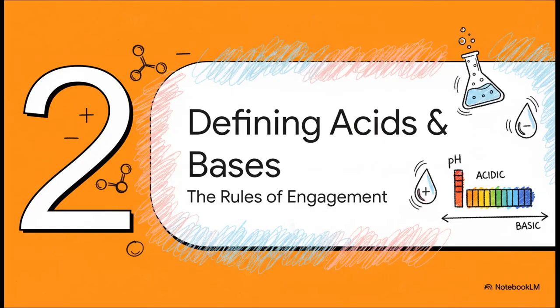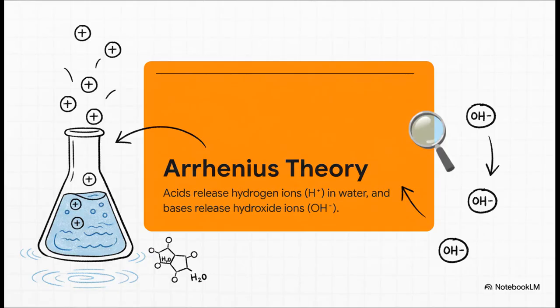All right, so we have our ions dancing around. Now let's talk about how they behave. In chemistry, there are two star roles that ions can play, acids and bases. So let's check out the rules of engagement. So the first real crack at defining these guys was the Arrhenius theory. And you know what? It's super straightforward. If a substance releases a hydrogen ion, an H+, in water, we call it an acid. If it releases a hydroxide ion, an OH-, we call it a base. Simple, clean, and a fantastic place to start.